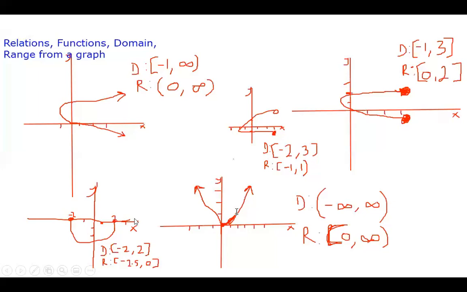That's all there is to know about relations, functions, domain, range from a graph.